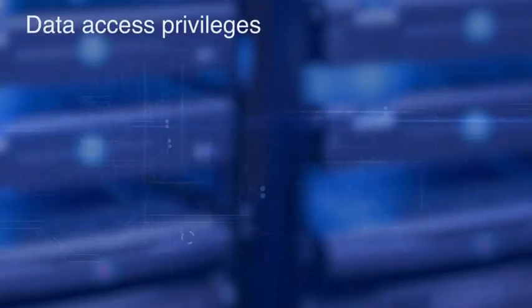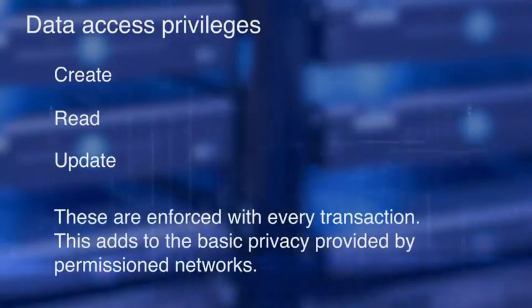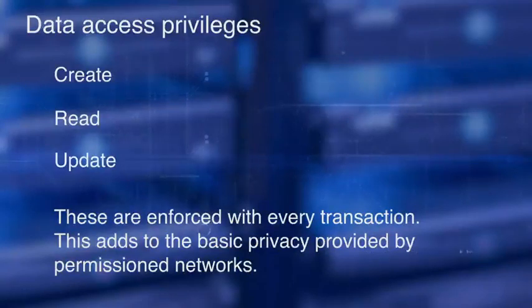Within the network, data access privileges such as create, read, update are assigned to various entities. These are enforced with every transaction. This adds to the basic privacy provided by permissioned networks. Some blockchain platforms, such as MultiChain, ensure that the transacting nodes are indeed in a permissioned list. It also authenticates the sender and receiver using key exchange for every transaction.